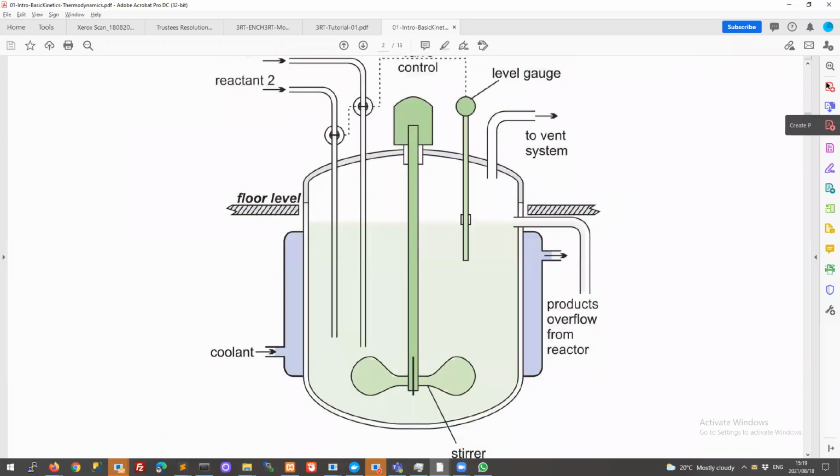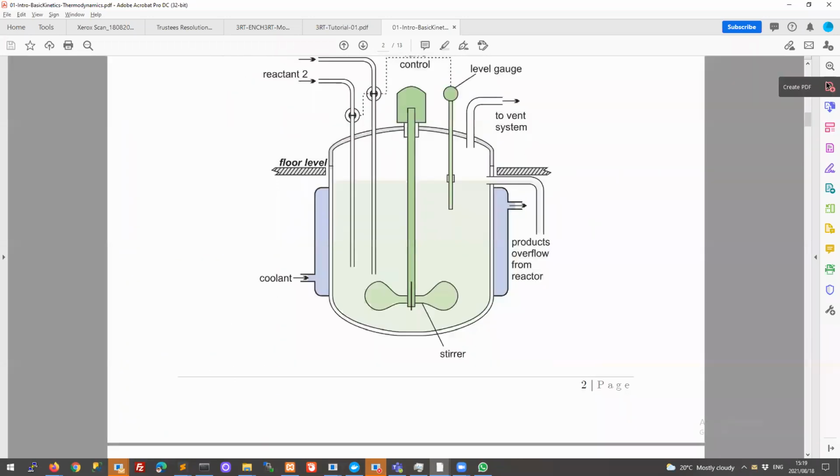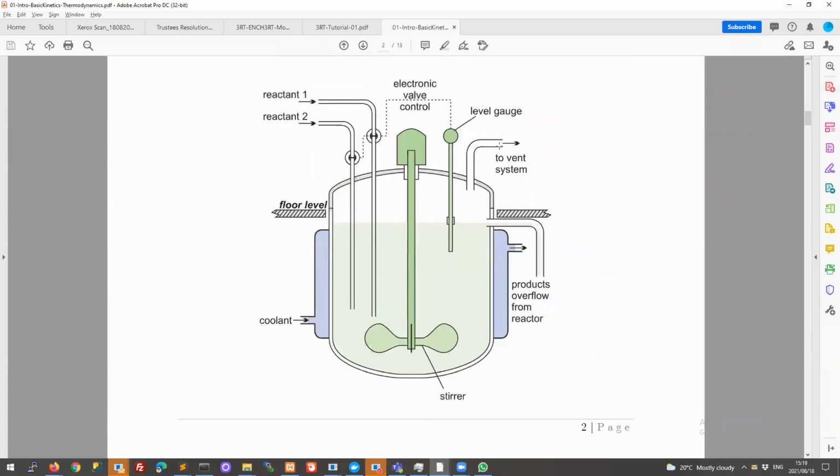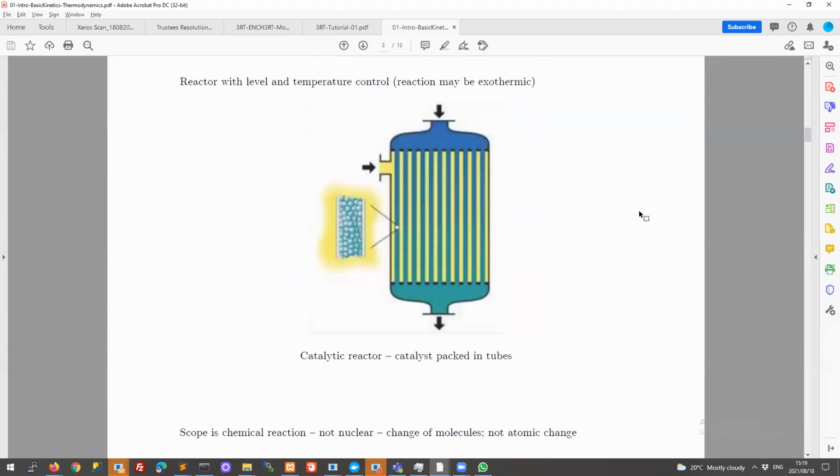And then in terms of a simpler picture, you can see some of the controls here. So you can see, for example, if you have a liquid phase reaction, you may have something that's trying to control the level in the reactor. So you can see level control here. You might have temperature control. So you can see a cooling jacket here. And you've got stirring and so on. So those are just some examples of things that go on in the reactor. And we'll be looking at many different types of reactor as we go.